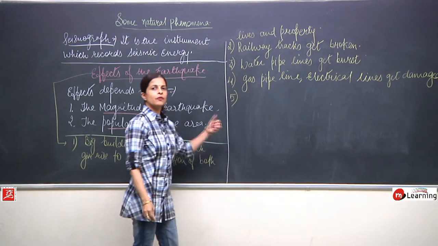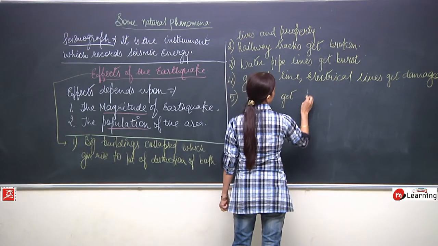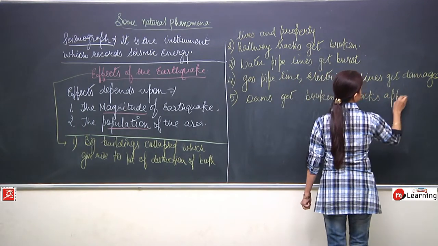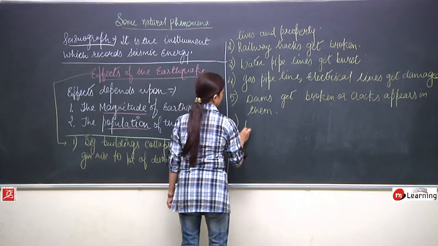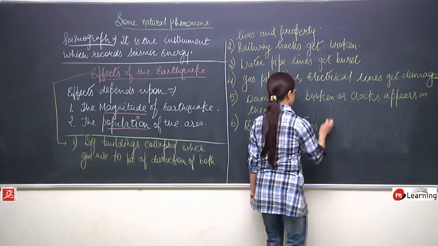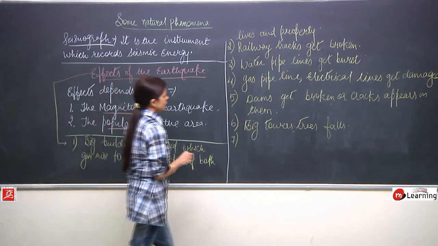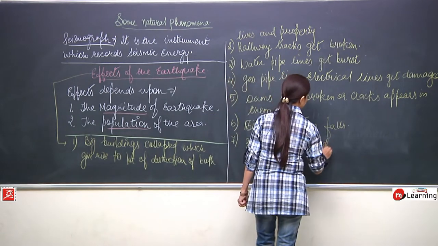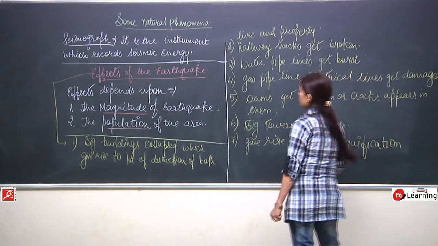Okay, so we were discussing it all together. I'll just write a few more points. Dams get broken or cracks appear in them. Big towers, trees fall. Okay, how many points have I written now? Six. Give rise to soil liquefaction. This we'll discuss, children, we have not discussed this.